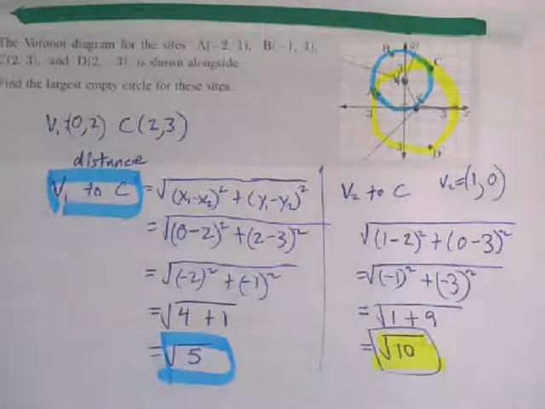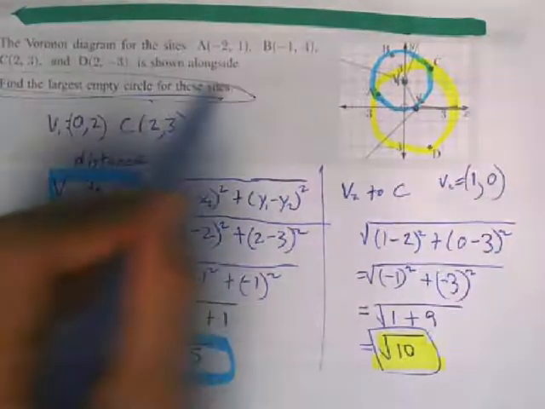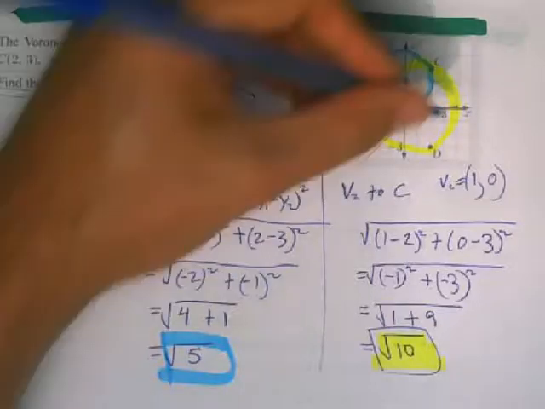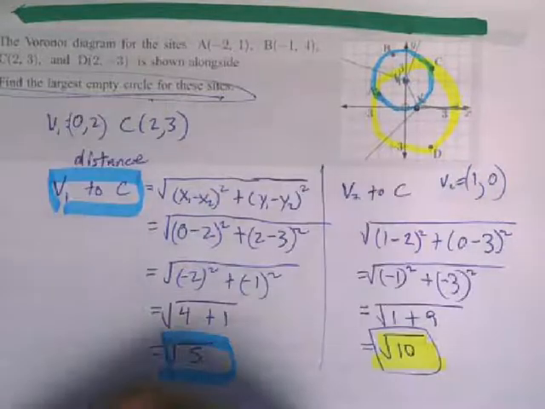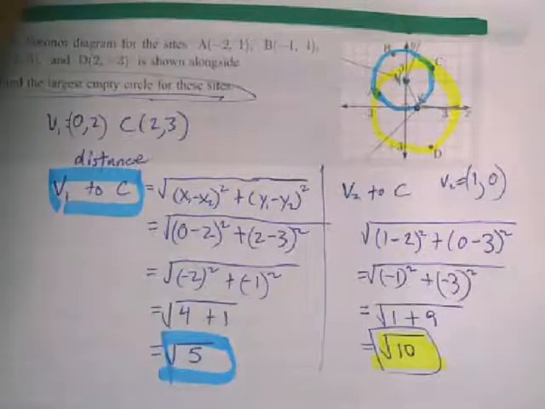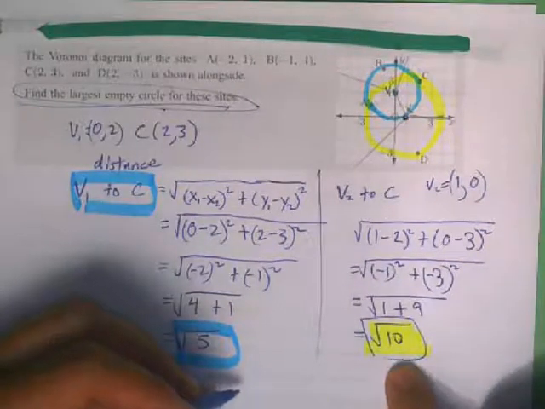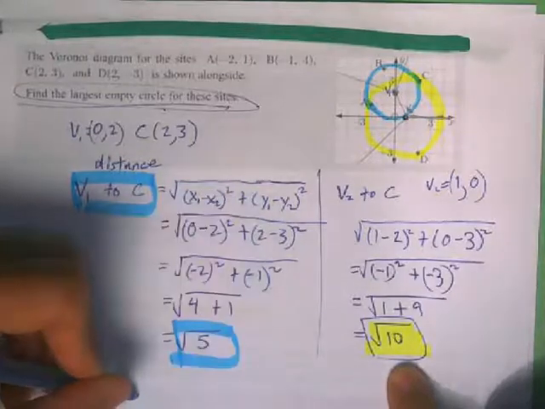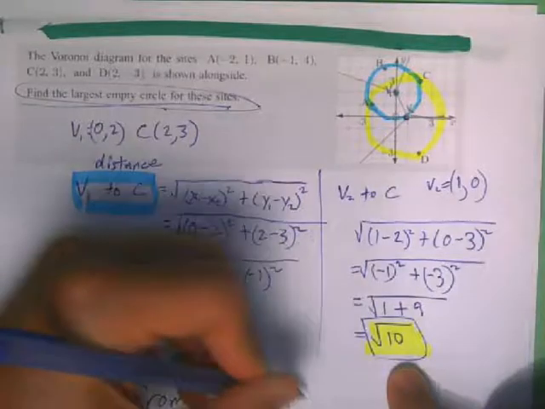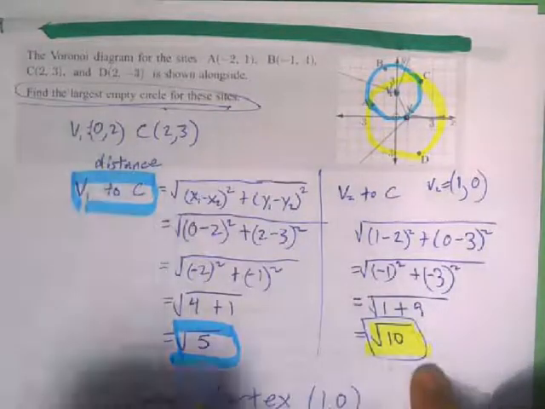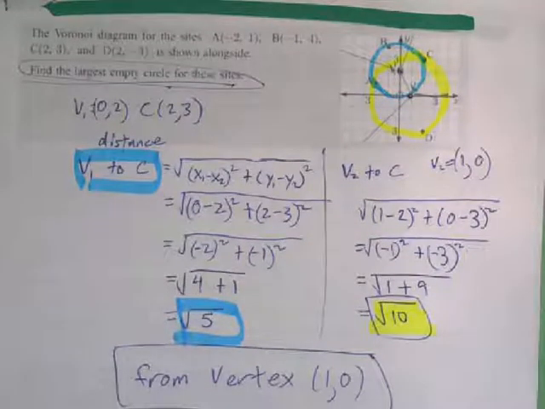So find the empty circles for each of these, the largest empty circle. So the largest empty circle is this one right here. From the point, the largest empty circle is this value, and it's from the vertex at 1, 0. Okay, I hope that makes sense. Watch this video again if you are a little confused.